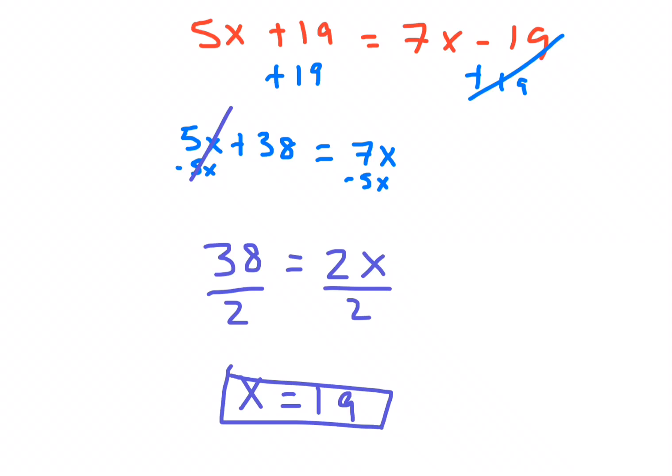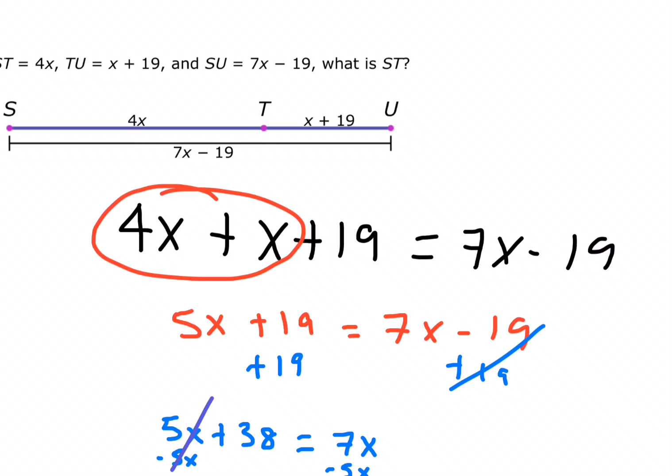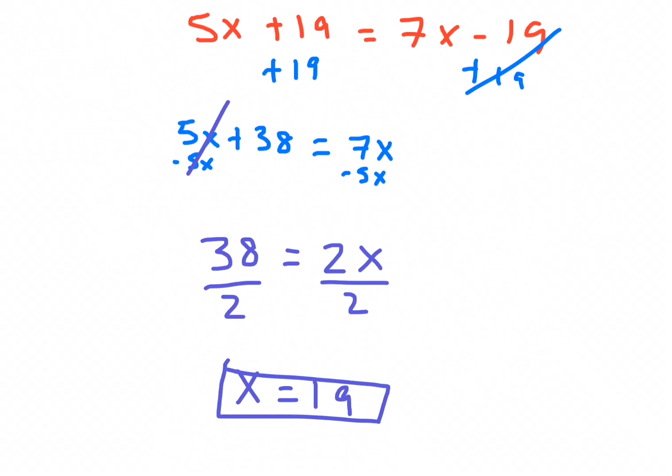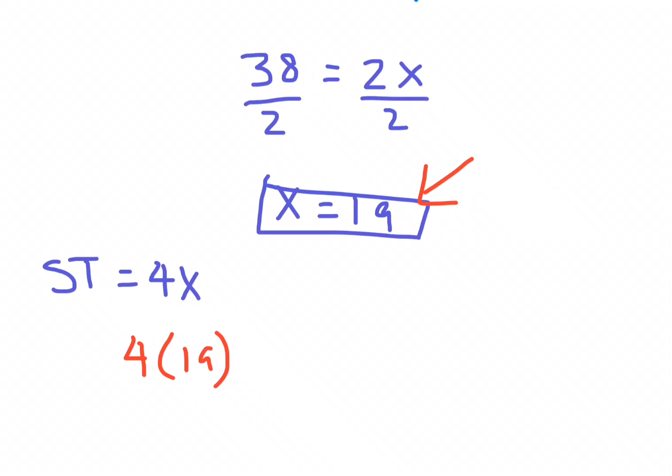Once again, do they care about what x is? No, they don't. They want to know what is st. So st is 4x. So st is equal to 4x. Do I know what x is? Well, yes, I do, because we just solved for it right here. So I'm going to plug it in. I'm going to say 4 times 19. And 4 times 19 is just 76. So your final answer would be 76.